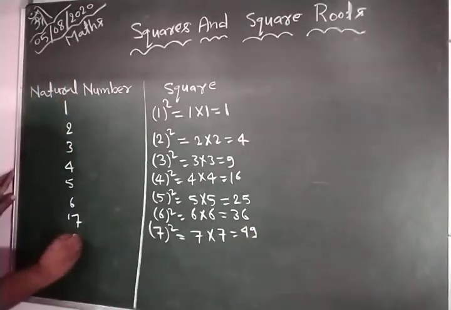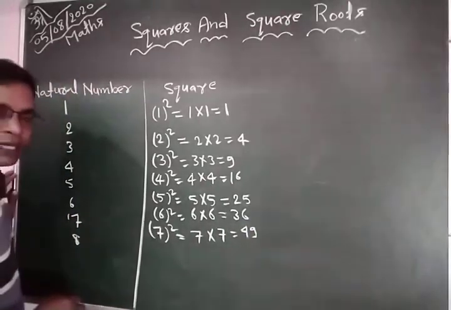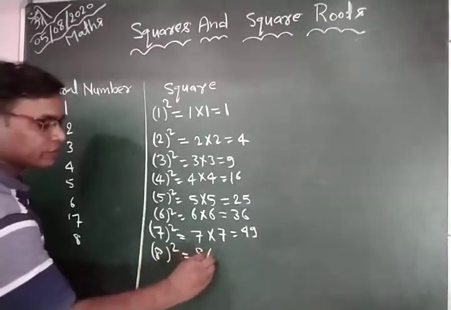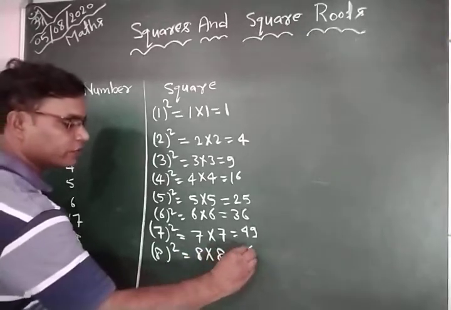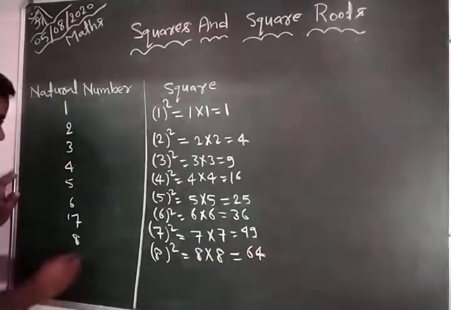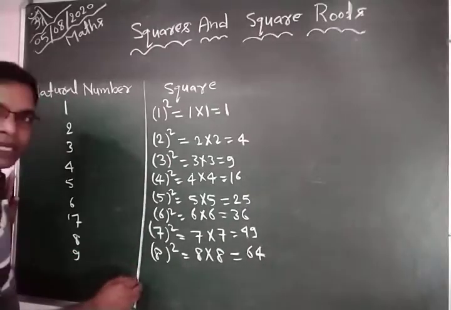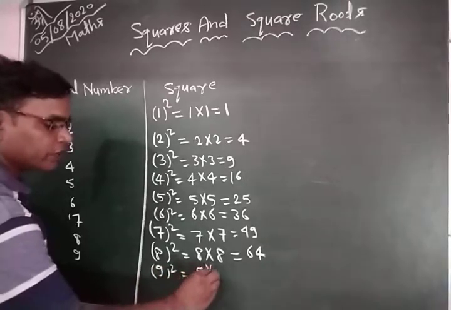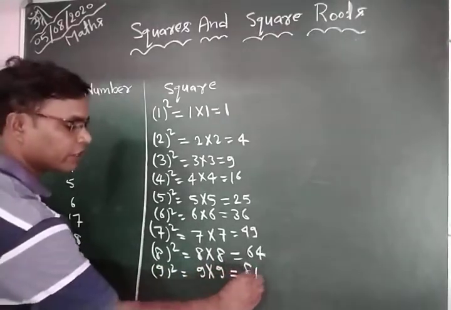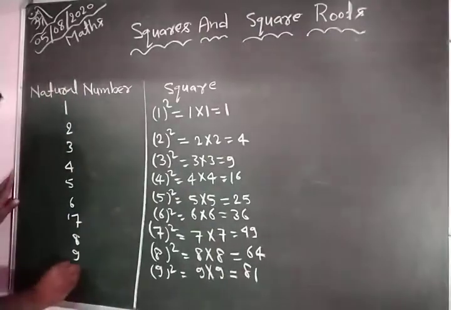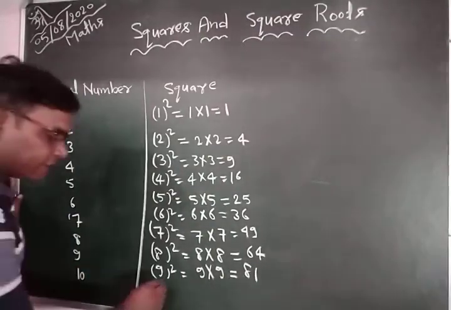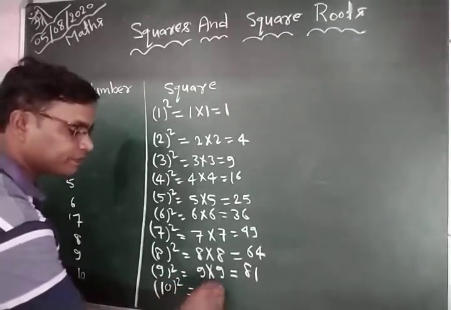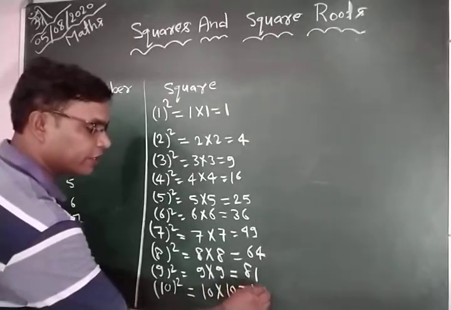Next natural number is 8. The square of 8 is 8 into 8, which is equal to 64. And next is 9. The square of 9 is equal to 9 into 9, which is 81. And the next natural number is 10. The square of 10 is equal to 10 into 10, which is 100.